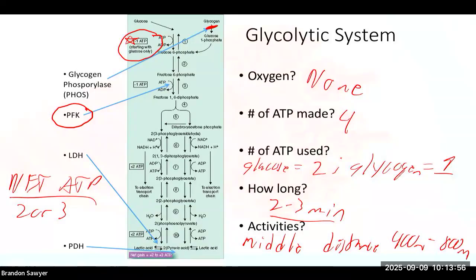Questions on this before we go to the next slide? PDH, that's the one that's going to turn pyruvate into acetyl-CoA, which we'll talk about more when we get to the aerobic pathway, or the oxidative system.